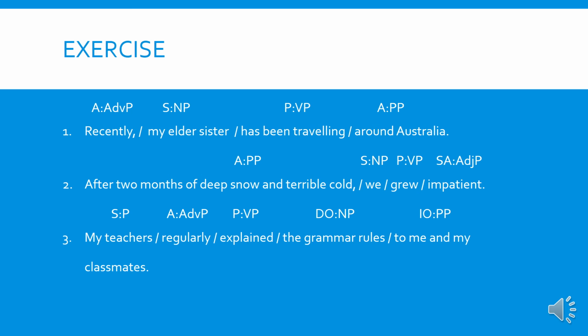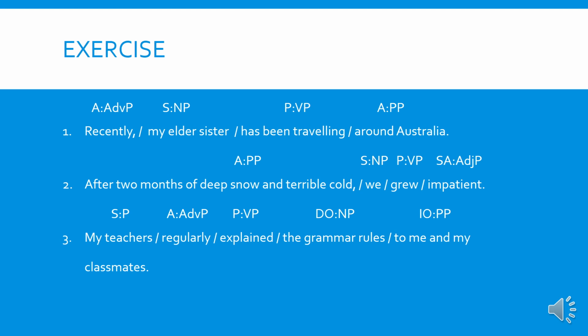Second sentence, after 2 months of deep snow and terrible cold, we grew impatient. Now don't be misled by the long first part in this sentence. This entire part, after 2 months of deep snow and terrible cold, is an adverbial, and it's realized by a preposition phrase. Now this whole thing is one constituent. If you were in doubt, you could have applied the substitution test, and if you can replace it by there or then or here or words like that, it must be a preposition phrase.